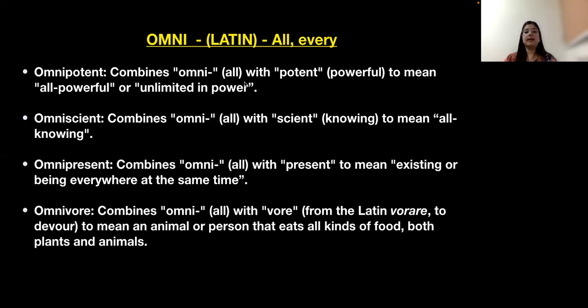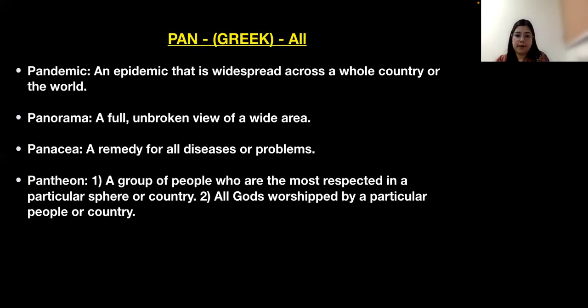Omniscient, again, scient, something to do with knowing. So someone who knows everything. Omnipresent, something which is present everywhere. Omnivore, someone, or an organism, who would eat everything. Veg, non-veg, animal, plants, person, everything. So omni is the root word for all or every.